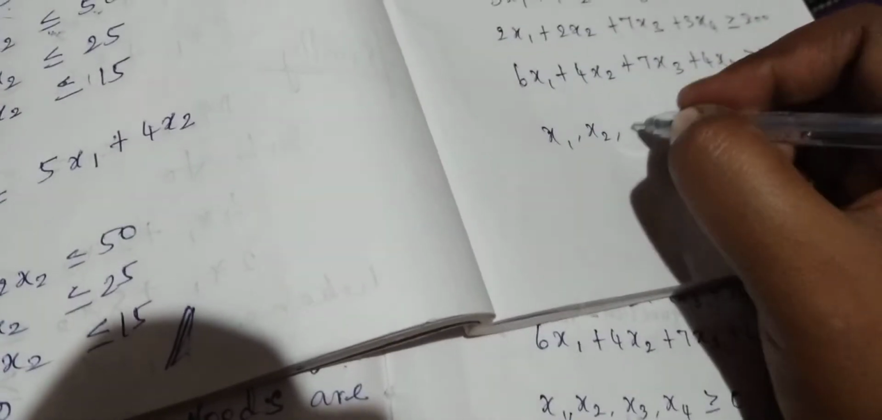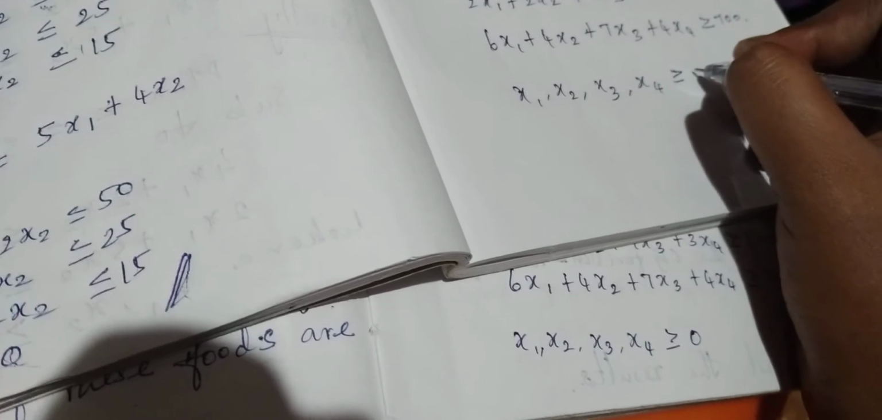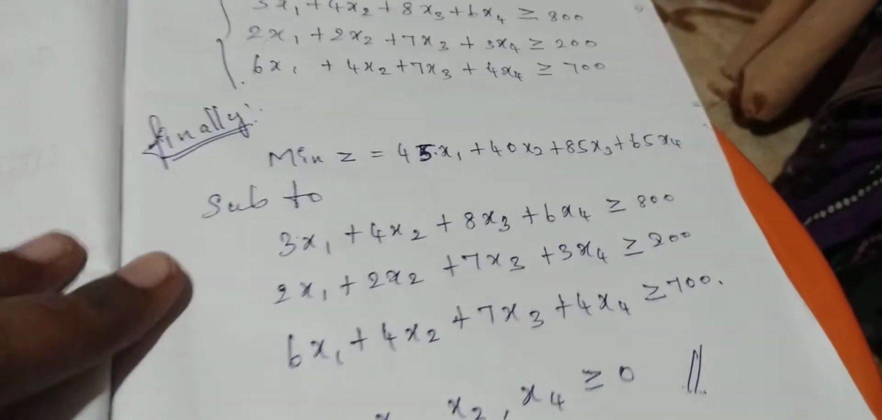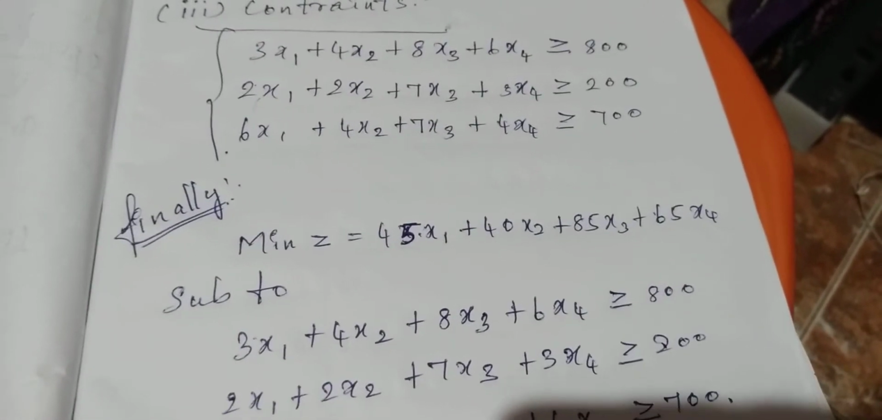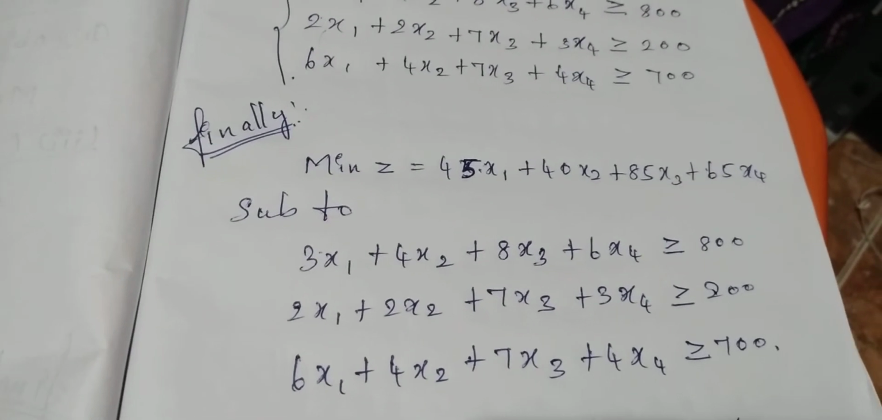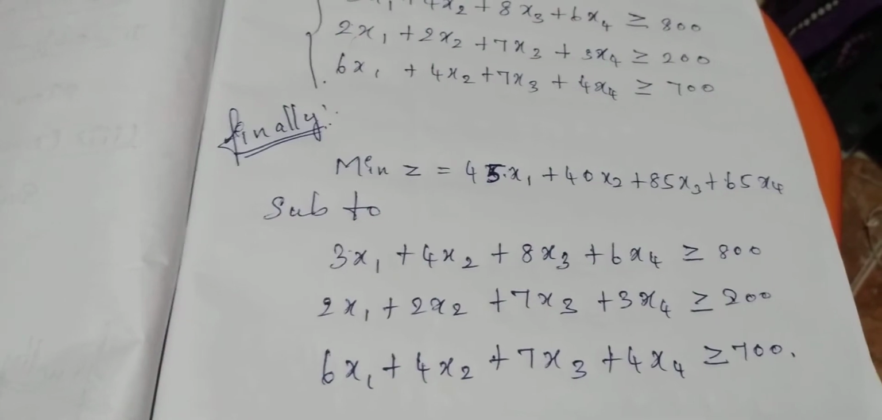Okay, that's it. So finally I am writing the non-negative constraint: x1, x2, x3 and x4 greater than or equal to 0. This is the answer. That's all. Students, I hope you all understand how to find the minimum value of the objective function in the LPP problem. I think you all understand everything I have explained. If you have any doubt, you can ask me.